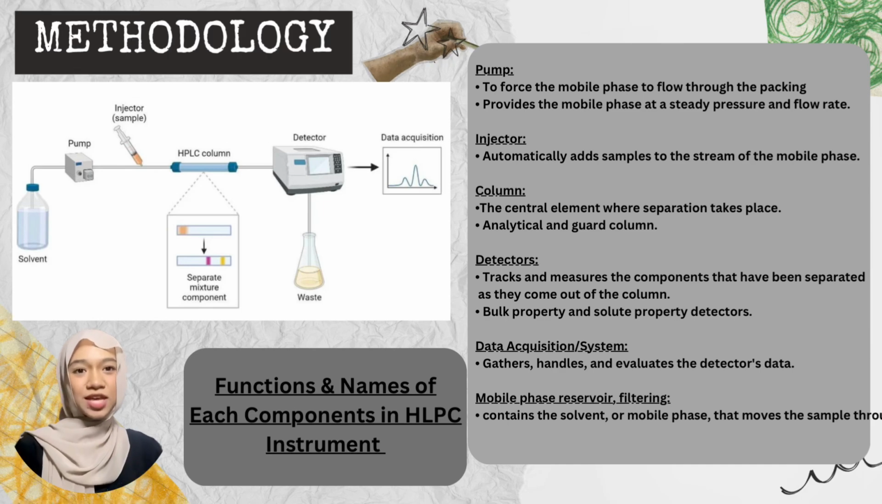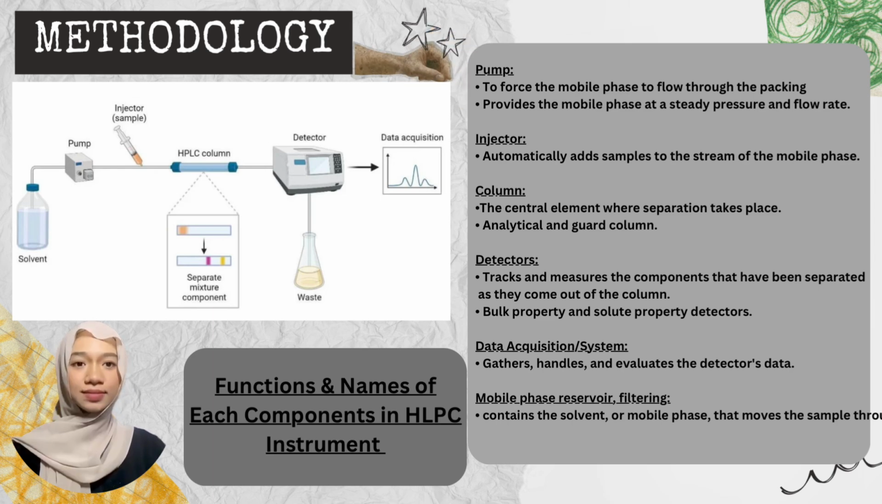Next is methodology. Let me explain to you the functions and names of each component in the HPLC instrument. The first one we have here is the pump. The function is to force the mobile phase to flow through the column and provide the mobile phase at a steady pressure and flow rate. Secondly, the injector, which automatically adds samples to the stream of the mobile phase.